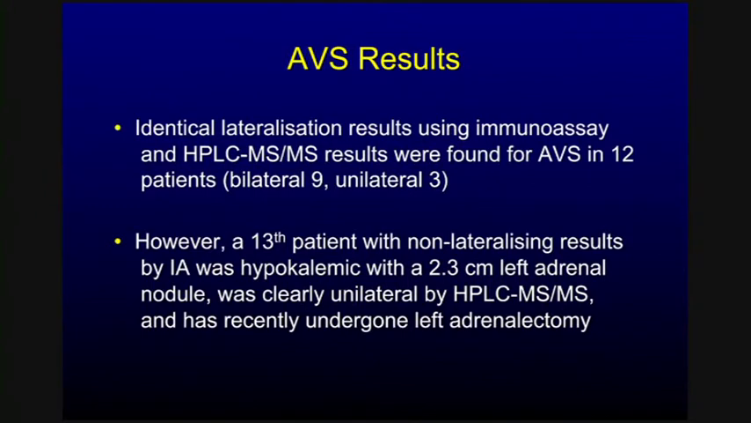Coming to the AVS results, we saw identical lateralization results using immunoassay and tandem mass spec in 12 patients, of whom 8 were bilateral. I think that should be 4 were unilateral, I apologise. However, a 13th patient with non-lateralizing results by immunoassay, who was hypokalemic, had a large mass on CT scanning in the left adrenal, was clearly unilateral by tandem mass spec, and has recently undergone left adrenalectomy.